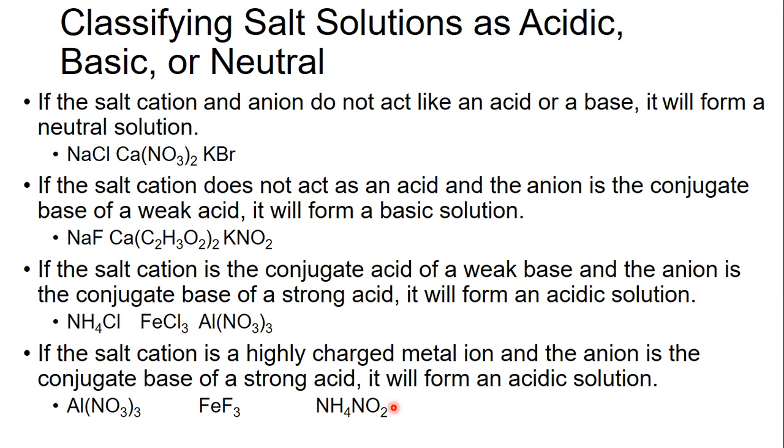If your salt cation is a charged metal ion, and your anion is the conjugate base of a strong acid, again, you'll form an acidic solution. If you're the base of a strong acid, you're not doing anything. If you're a metal, as we just talked about in the previous slide, you're going to make your solution slightly acidic. So with these 4 guidelines, if I give you a salt, you can predict whether you're going to have a basic solution, an acidic solution, or a neutral solution.